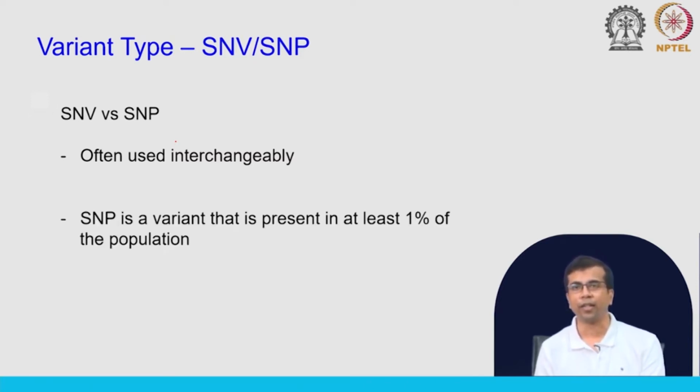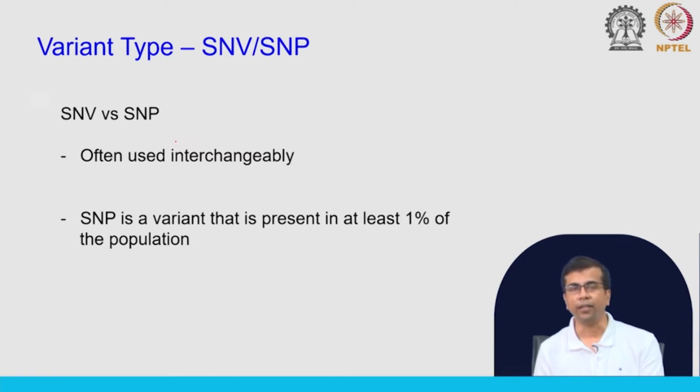Some will call an SNP a variant that is present in at least 1% of the population. So, let us say you are studying a variant like this, and you observe whether this variant is present or not in individuals in the population, and then you calculate the frequency. If that frequency is greater than 1%, then you call this a single nucleotide polymorphism. So, this comes from a population genetic perspective.